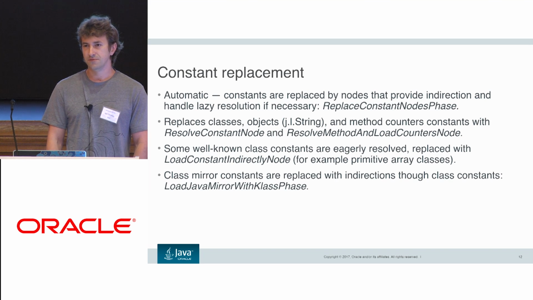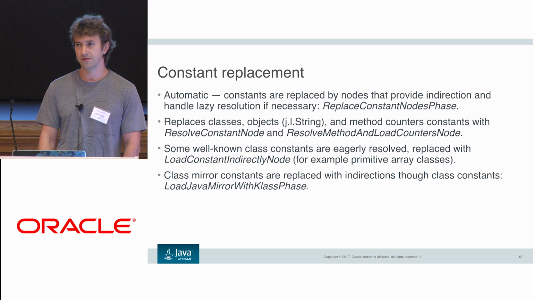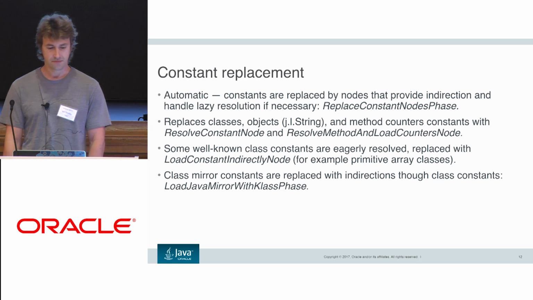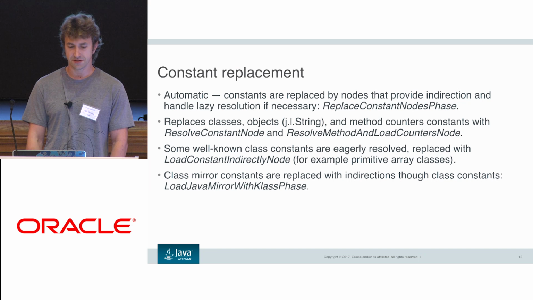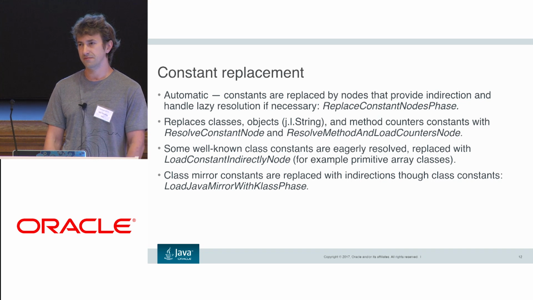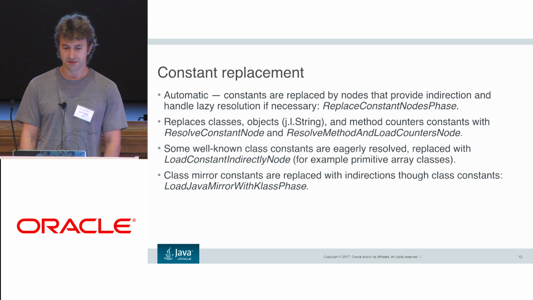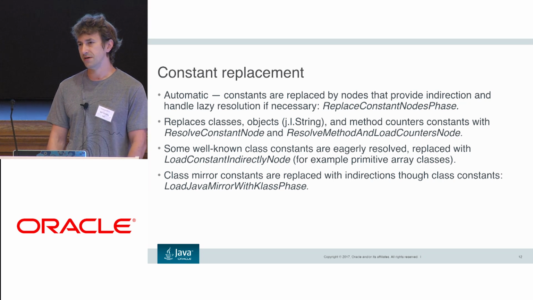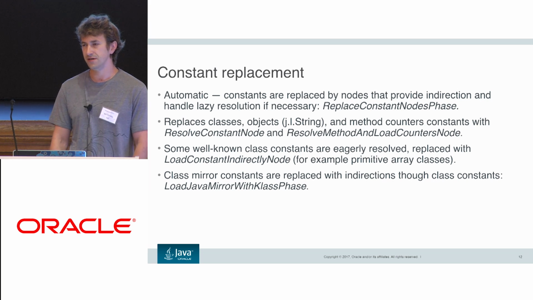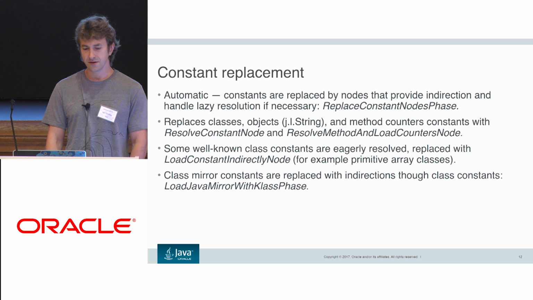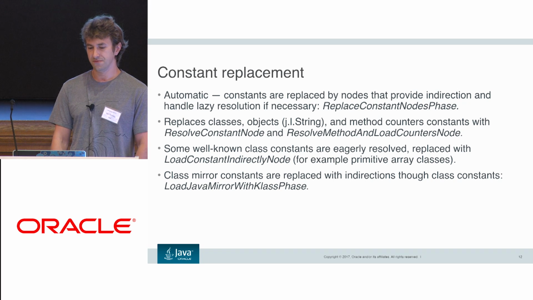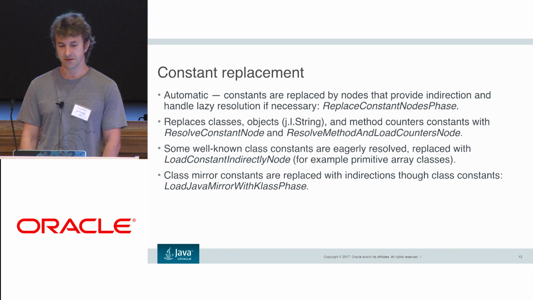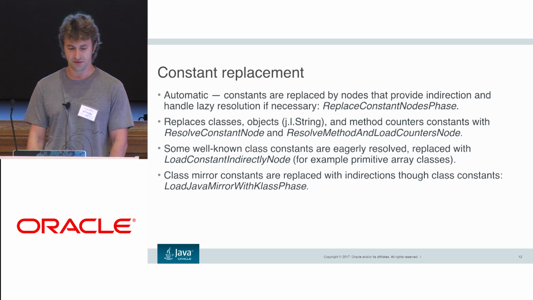To handle local constants, we use automatic constant replacement, which is a phase that is run late in the compilation pipeline after all the constants have been exposed. We replace classes and objects with a resolve constant node that does lazy resolution. We replace method counters with a resolve method and load counters node that resolves the method, allocates the counter structure if needed, and returns it. There are some well-known constants that are eagerly resolved and automatically replaced. For example, this happens for primitive array classes. We also have a phase to replace class mirror constants with indirections through class constants.